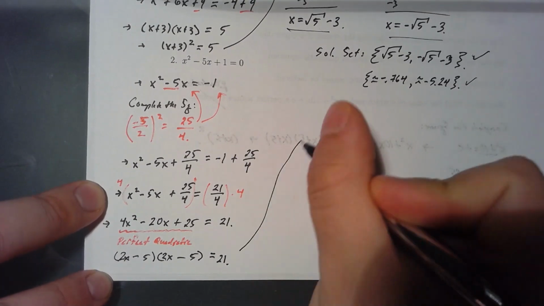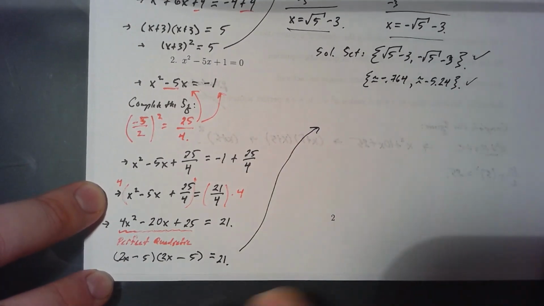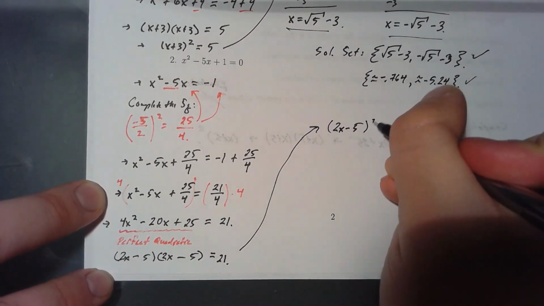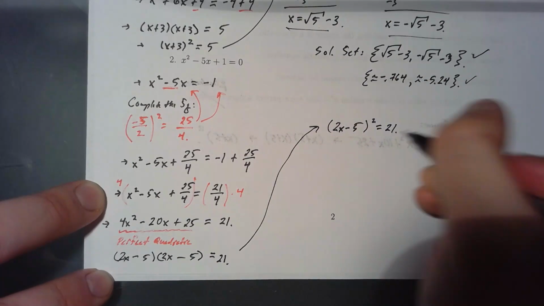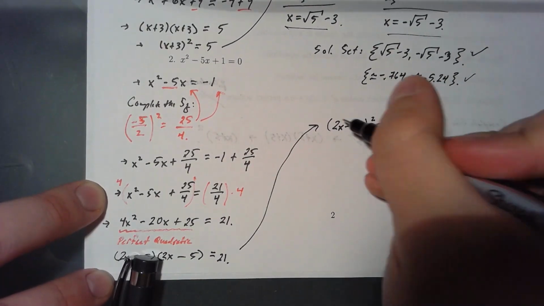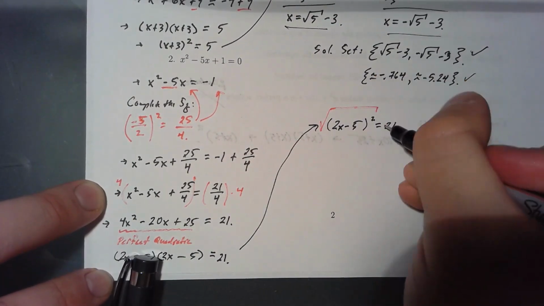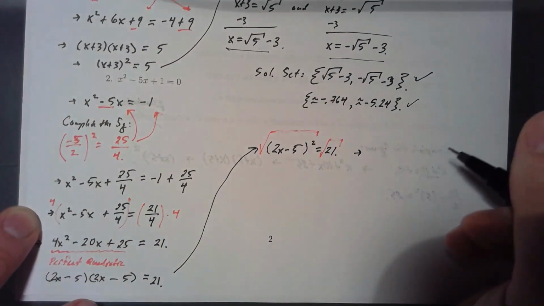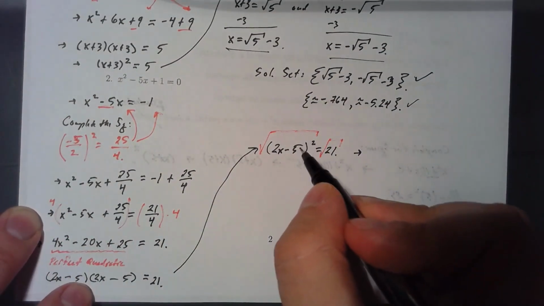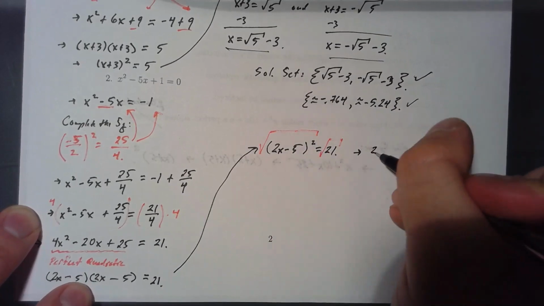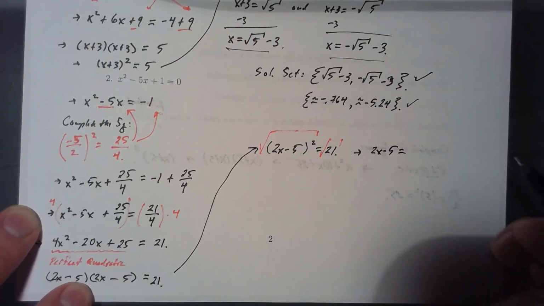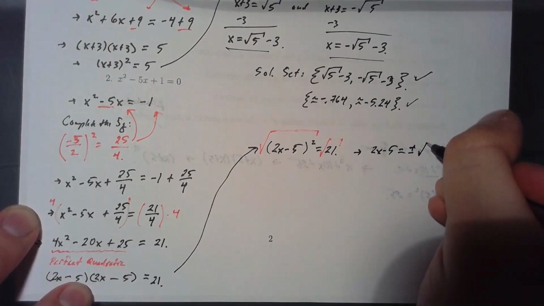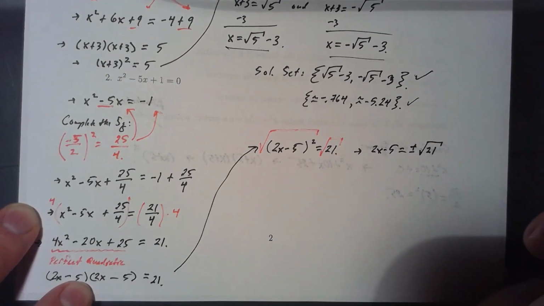Okay. I could rewrite this as 2x minus 5 quantity squared equals 21. And now you could do the square root. The square root of this is going to cancel the square. You're going to get 2x minus 5 equals, what do you have to include here? Plus or minus square root of 21.